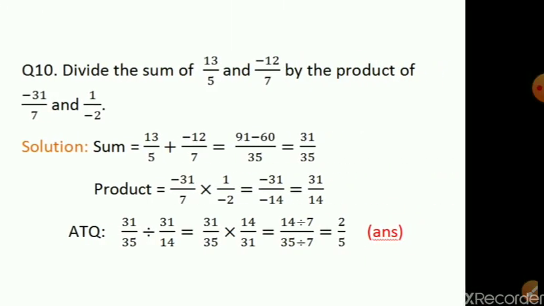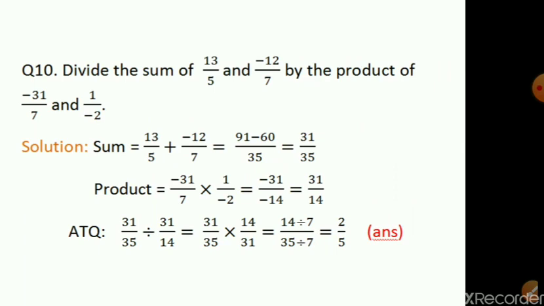Next is question number 10. Divide the sum of 13 by 5 and minus 12 by 7 by the product of minus 31 by 7 and 1 by minus 2. So first let us find out the sum. So the sum is 13 by 5 plus minus 12 by 7.